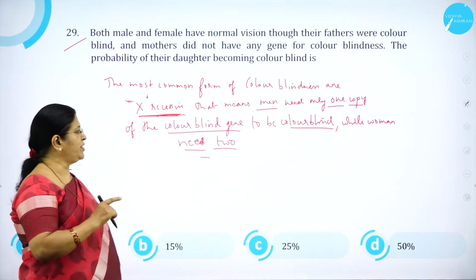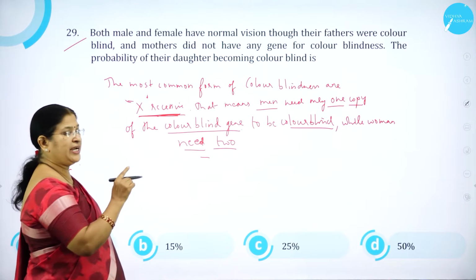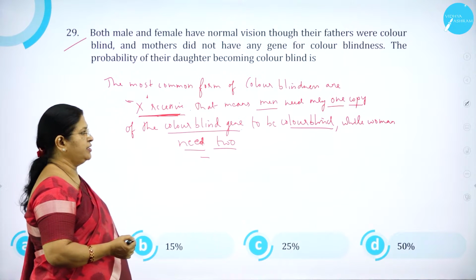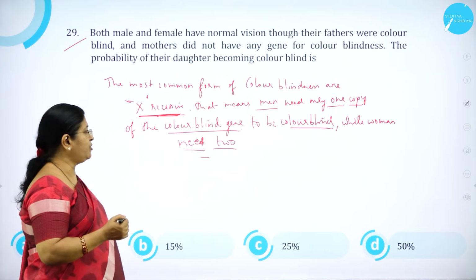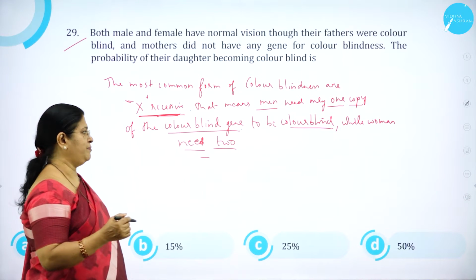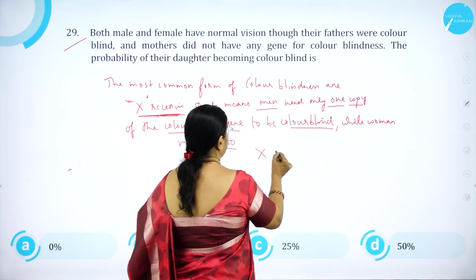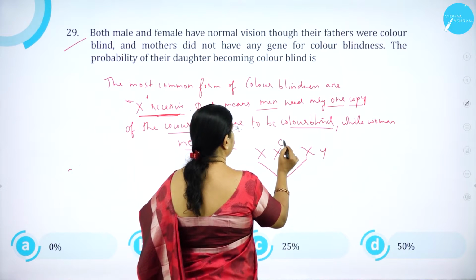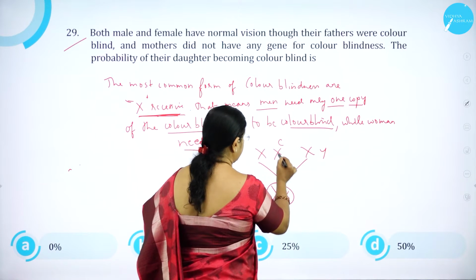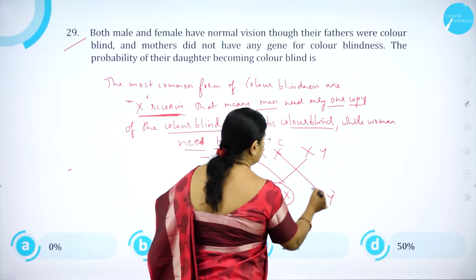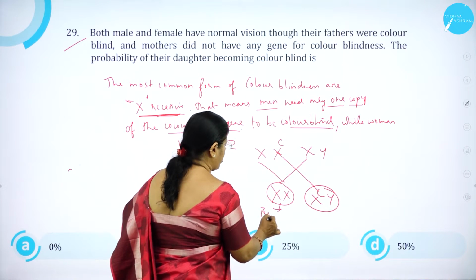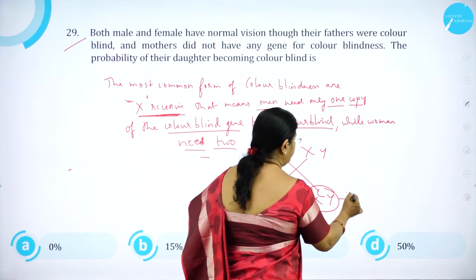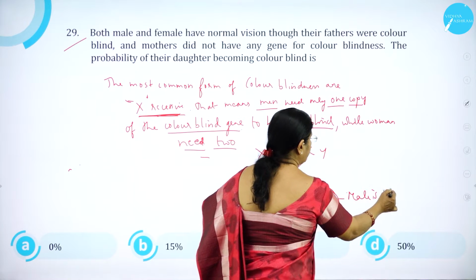So for a male to be color blind, men need only one X chromosome to carry the color blind gene, whereas women need what? 2 genes to become color blind. For example, here XX. See, here you can see the females are normal. Here, male is color blind.